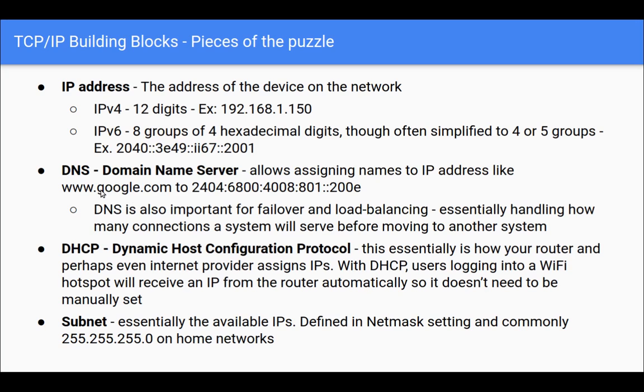A DNS, a domain name server, allows assigning an IP address to a specific name or domain. The domain, for example, like google.com, corresponds to this IP version 6 IP address. This was when I last did it, and we can show it again.